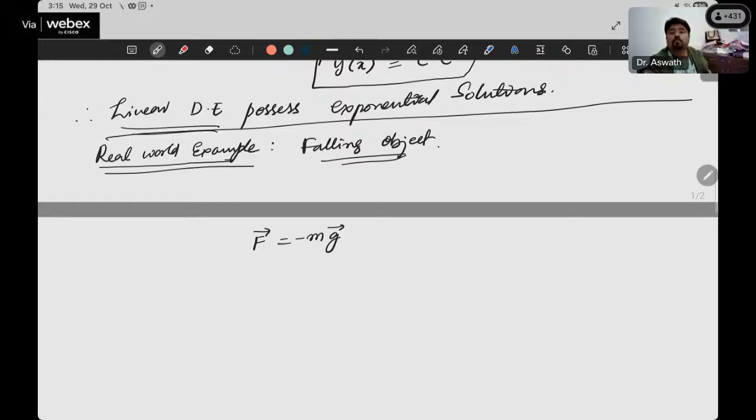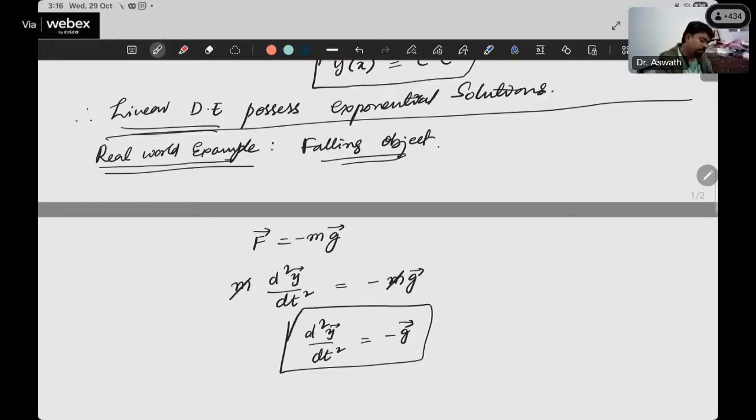And what is the motion of the object? The object's motion is d²y/dt². Which is equal to mass times acceleration, which is equal to -mg. The m cancels, so what I am left with is d²y/dt² = -g.